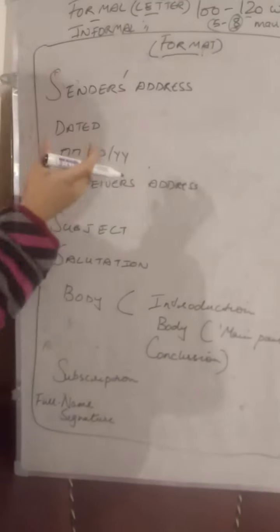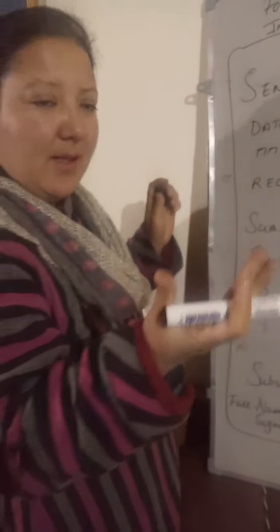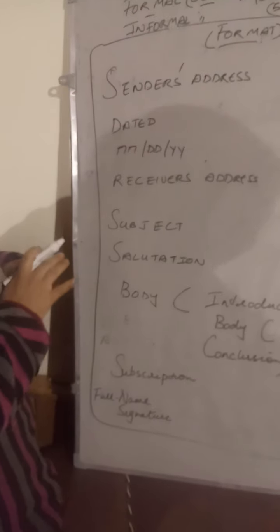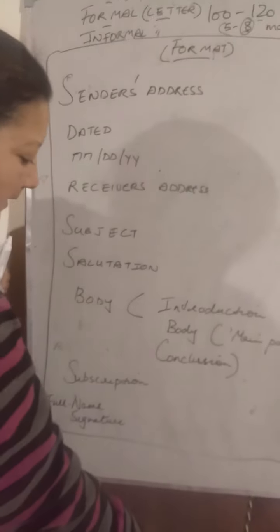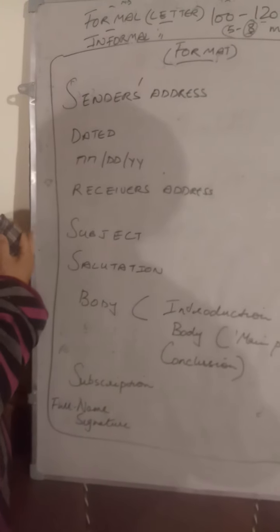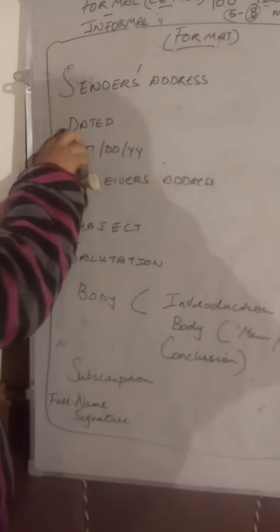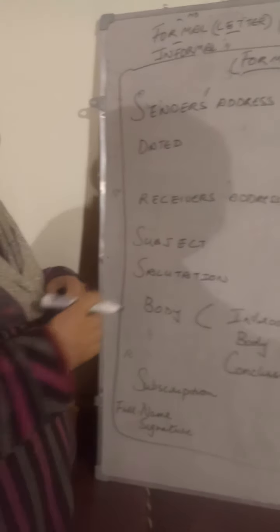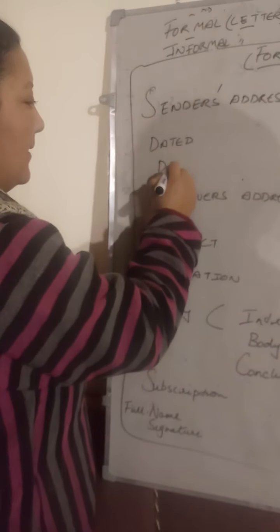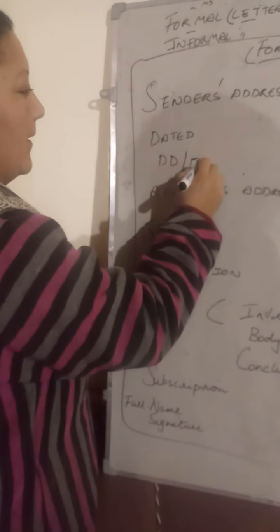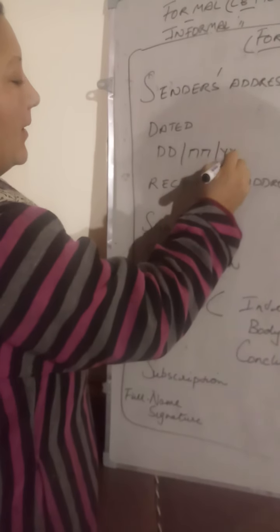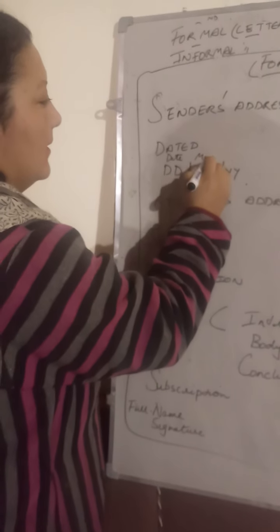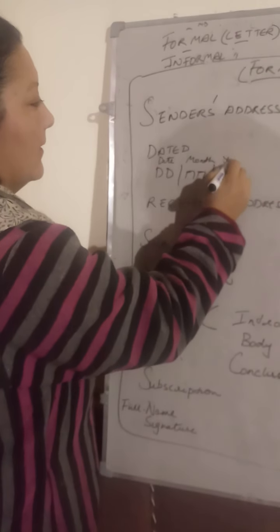So sender's address. Sender is the person who's sending this letter, which is you. So it's here. And then the date. There was a little confusion about the date, and I guess this year in 2020 CBSE has changed the format of date again. Till now we were following MMDDYY. Now it is DDMMYY, which is the date, and then the month, and then the year.